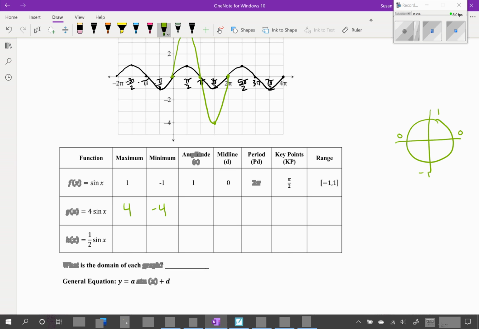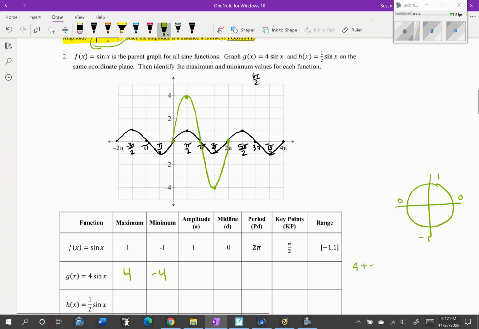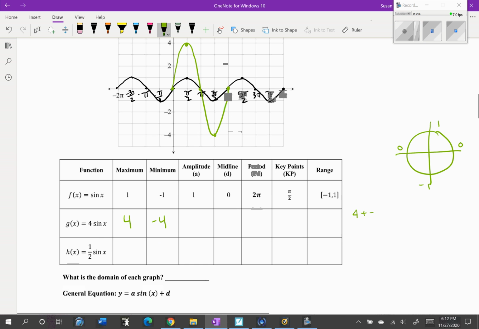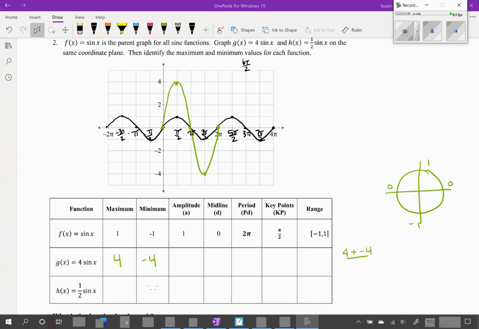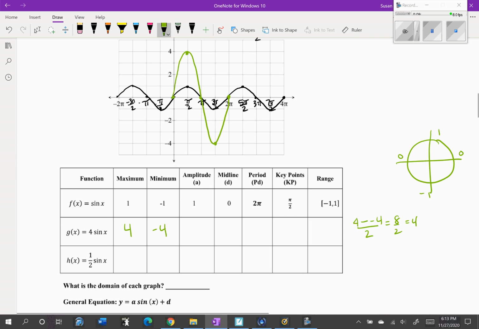Sorry, amplitude, I'm thinking of the midline. Amplitude is 4 minus -4 divided by 2, which gives me 8 over 2, which is 4. So that number in front, notice, is the same as your amplitude. The midline didn't change at all.